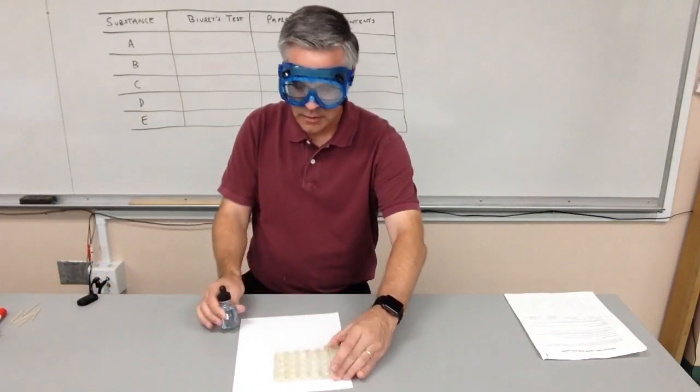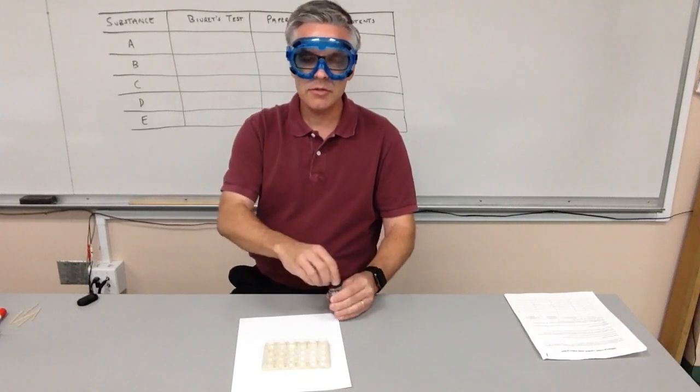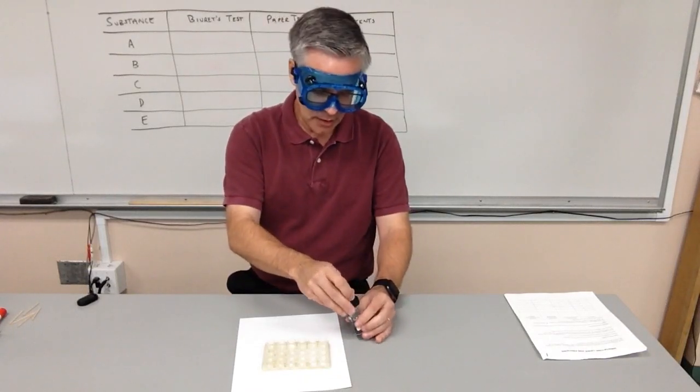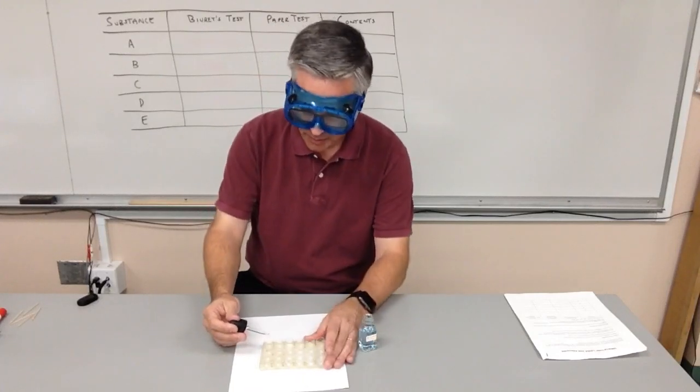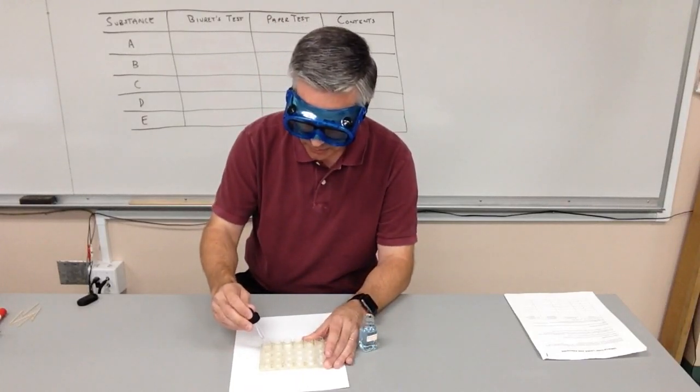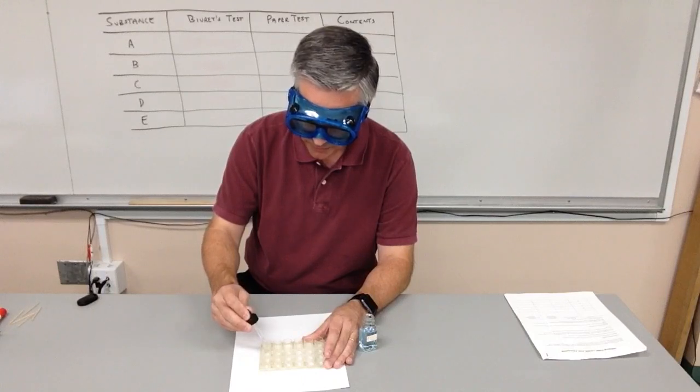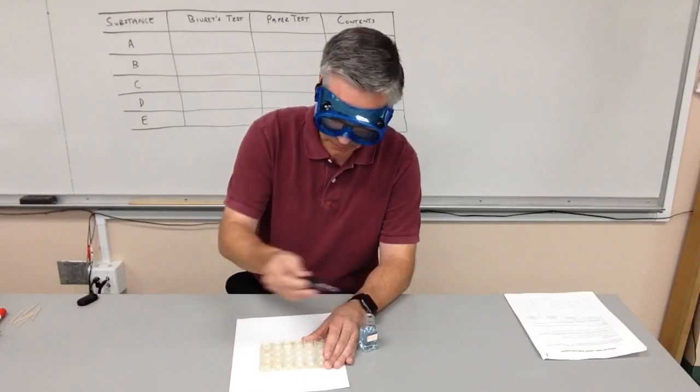And now I'm going to go ahead and do my Biuret's test. My Biuret's turns sort of a lavender color or maybe a light pink color in the presence of a protein. So it says 5 to 10 drops. I'm going to add probably just a squirt here, which is about 10 drops for each one.